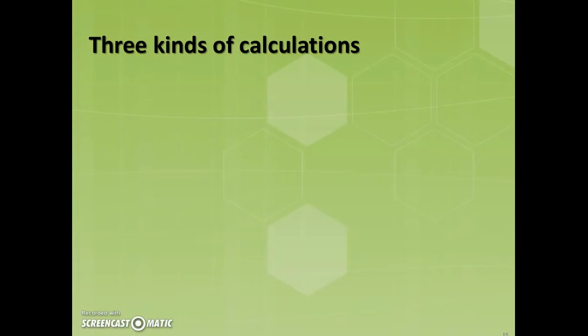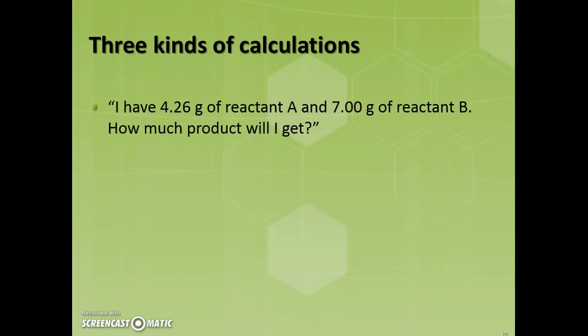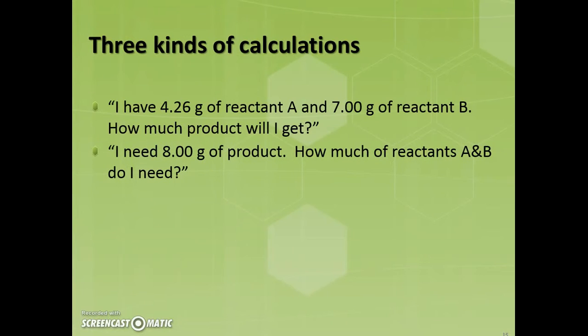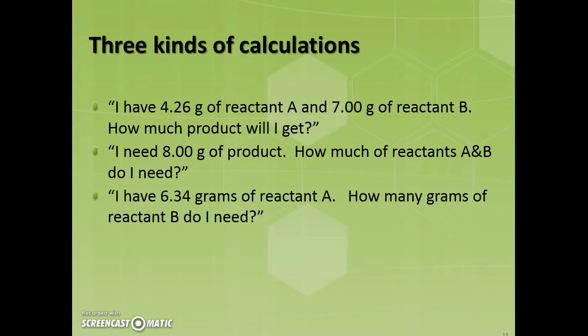Okay, and how do we actually use them? We're going to do 3 kinds of calculations, and these represent the main ones that we need to do when we apply stoichiometry. So the first one is illustrated by this question: I have 4.26 grams of reactant A and 7 grams of reactant B. How much product will I get? The second kind: I need 8 grams of product. How much of each of the reactants A and B do I need? And the final one: I have 6.34 grams of reactant A. How many grams of reactant B do I need to fully react them?